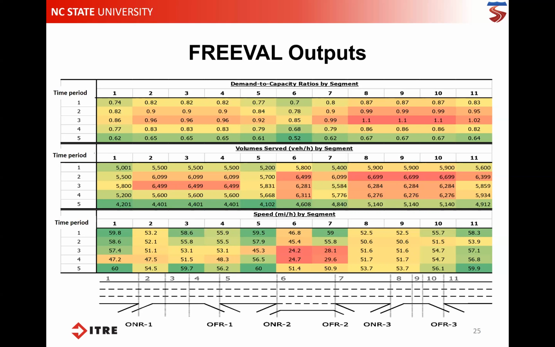The next one gives you the volume served, and the volume served can never exceed capacity. Again, that shows us where the volume served is equal to capacity. And finally, you can see on the very bottom the speed distribution by segment and time period. It's clear here that we do have an active bottleneck on segment 8, which happens to be an on-ramp segment.